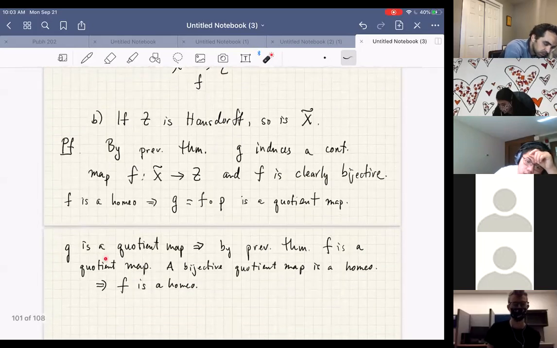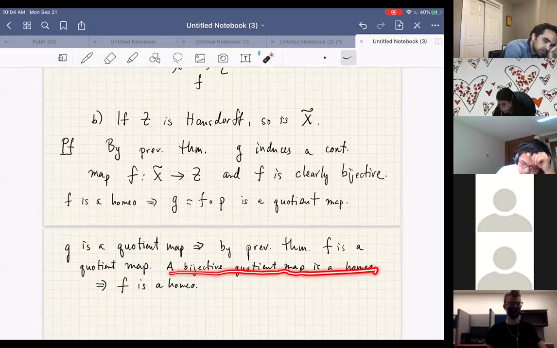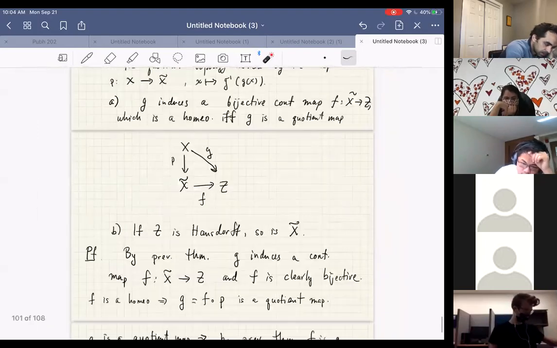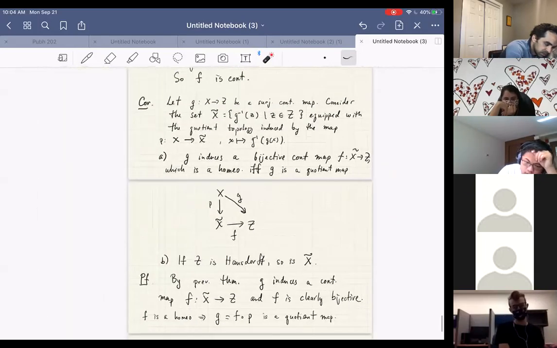If G is a quotient map, by the previous theorem, F is also a quotient map. But at the beginning of the class today, we stated that a bijective quotient map is a homeomorphism. You'll show this in your homework, or you will prove something in your homework from which this follows immediately. So this implies that F is a homeomorphism. So that's a corollary of this theorem.